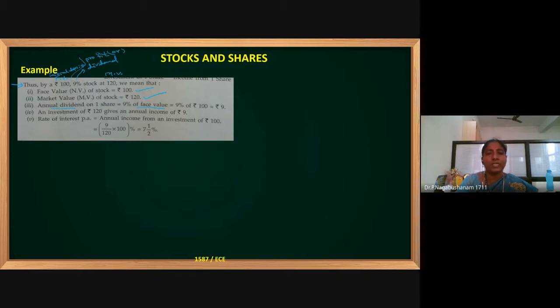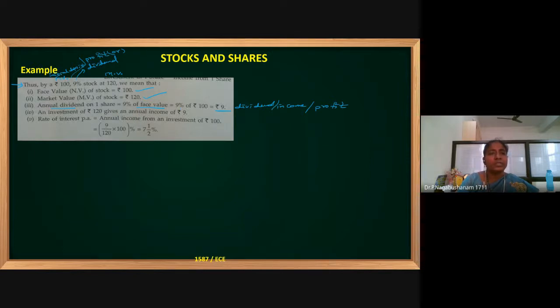So for 100 rupees, 9 rupees is the income. 9 rupees is the profit, income or dividend. All are one and the same. Different questions will use different terms, so we should be very clear. Next point: for 100 rupees, 9 percent means 9 rupees is the income.